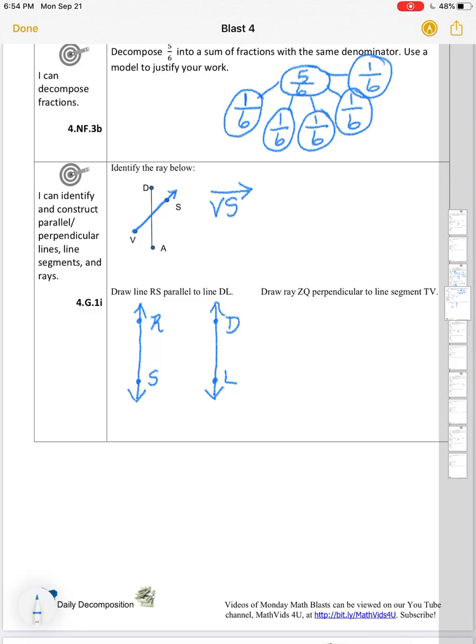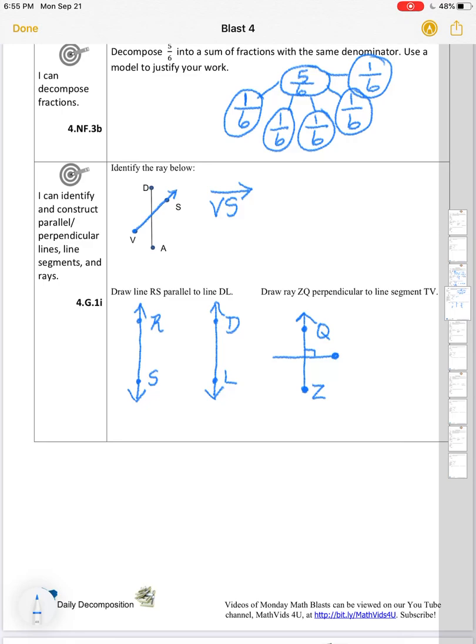Again, a ray has a point and then extends in one direction. And it is important that we name this one with the point being Z and the extending end as Q. Okay? Again, because the ends are not the same, we can't change the letter order. We want that to be perpendicular. So perpendicular means it's going to intersect at a special point that creates right angles, 90-degree angles, to line segment TV. So perpendicular intersecting at this special point that's creating right angles all the way around here.